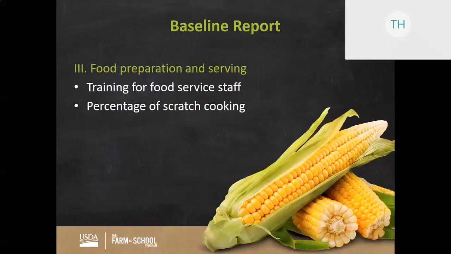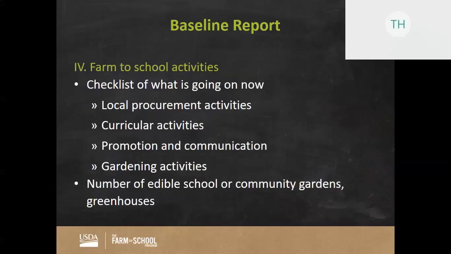The third section covers food preparation and serving, including training for food service staff and the percentage of scratch cooking. The fourth covers farm to school activities, including questions about what types of activities are currently happening within the scope of your project in your area or your region or locally.